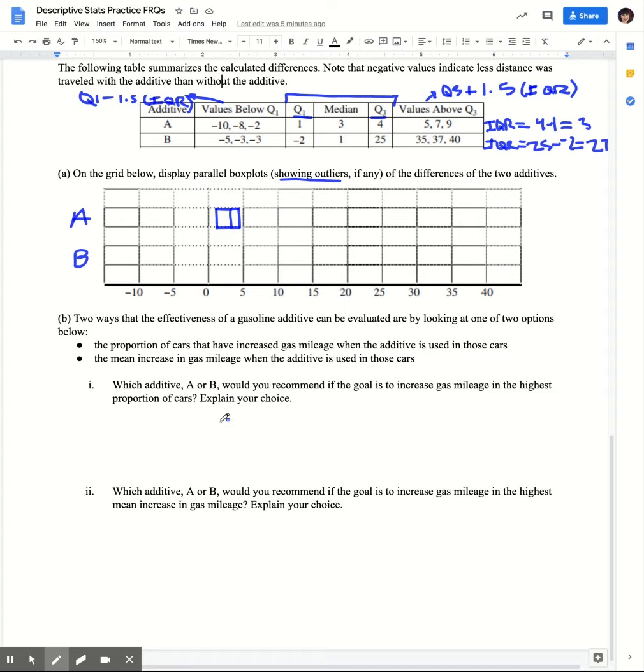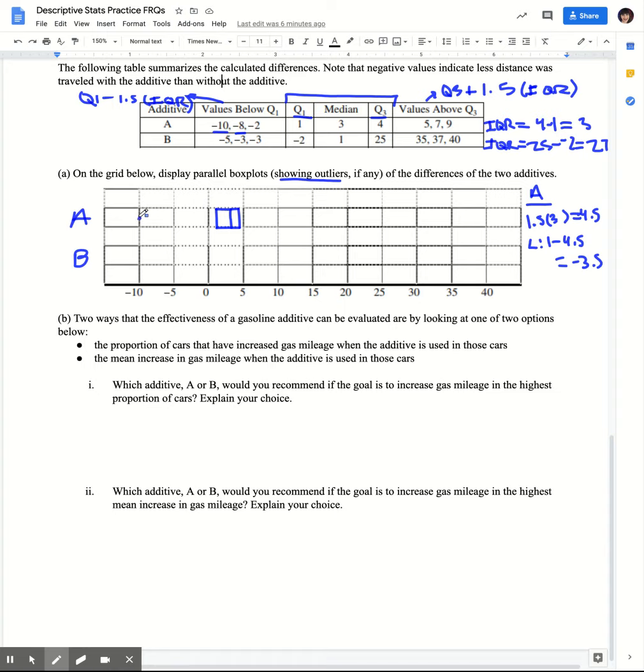Okay, so I'm going to do my 1.5 times IQR. So for A, 1.5 times 3 is 4.5. So my lower outliers would be 1 minus 4.5. That's my cutoff point, which is negative 3.5. Okay, so anything below negative 3.5 is an outlier. Meaning that negative 10 and negative 8 are both outliers.